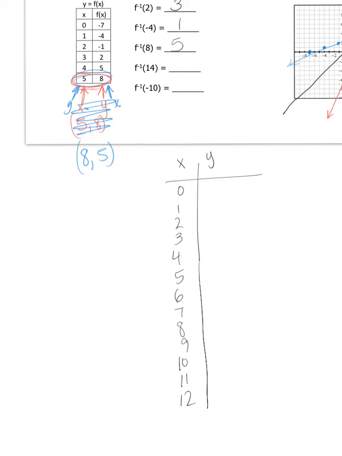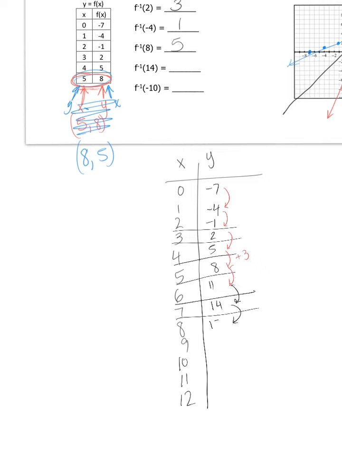They told us the first few values, -7, -4, -1, 3 was 2, 4 was 5, 5 was 8. What do you notice is linking all of these? What's our slope? What's our rate of change? Every time we're just adding 3. So if I added 3 to 8, I'd be at 11. If I added 3 to 11, I'd be at 14. If I added 3 to that, I'd be at 17, and then at 20.